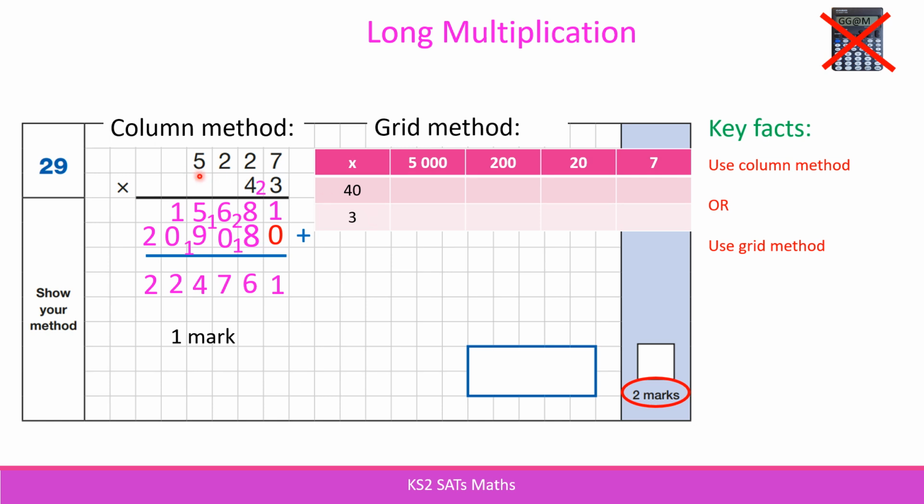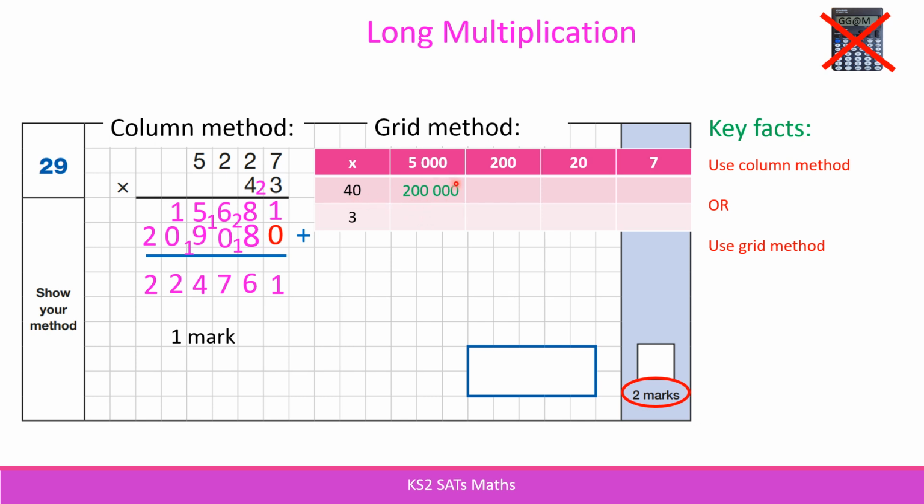Splitting the 5,000 up becomes 5,000, 200, 20 and the 7, just taking its place values. From here I need to multiply the values. So I've got 40 times by 5,000. So we just need to do 5 times 4, which is 20, and add on 1, 2, 3, 4 zeros afterwards. So it's 20 with 4 zeros, which is the same as 200,000.